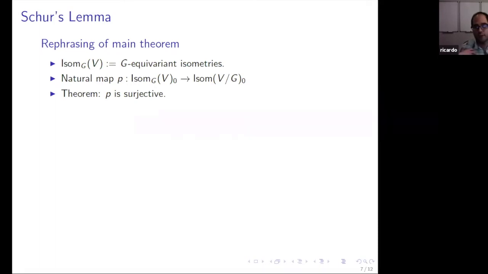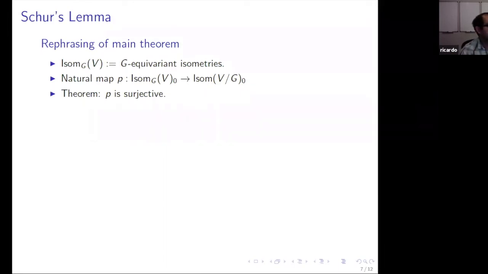So this tells you what we need to do to compute this group, let's say up to isomorphism. We need to, one, identify what the group of G-equivariant isometries is, and two, what's the kernel of this map, right? If you have those two things, that gives us the isometry group that we want, the isometry group of the quotient.